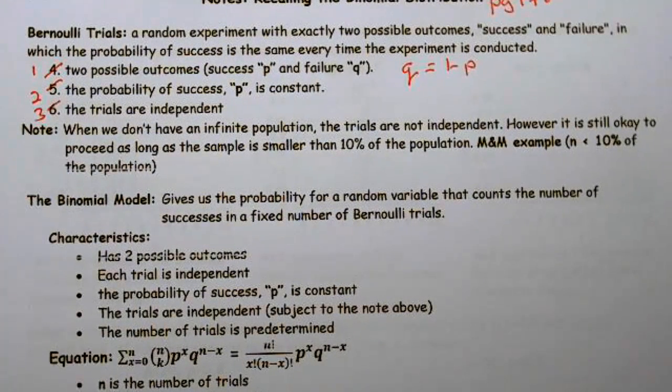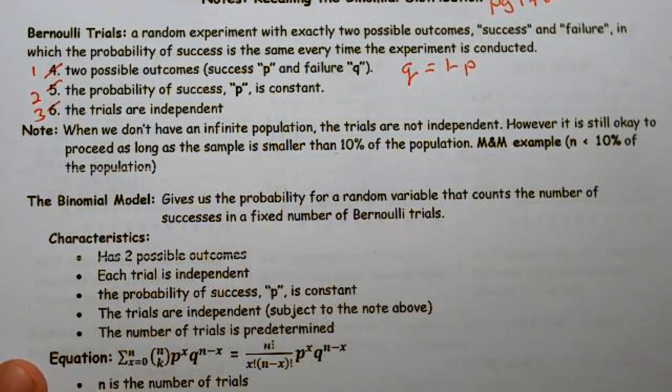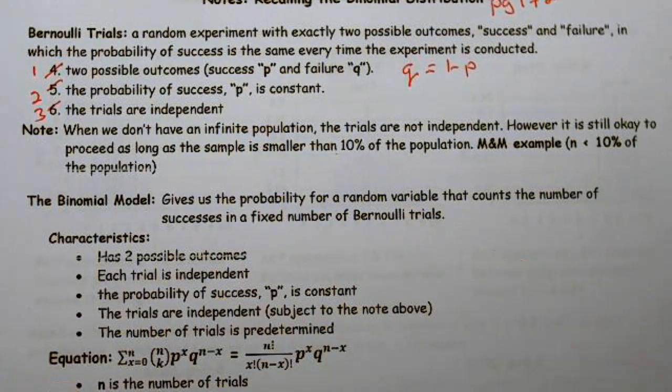However, we do have a little bit of an exception to that. When we don't have an infinite population, the trials are not independent, but it's still okay to proceed as long as the sample is smaller than 10% of the population. And we've been saying that for the normal for quite some time.